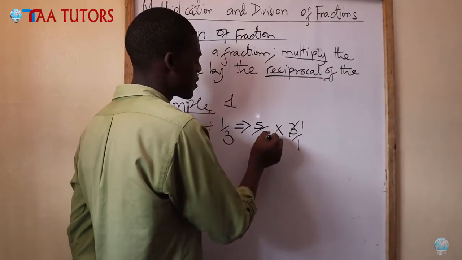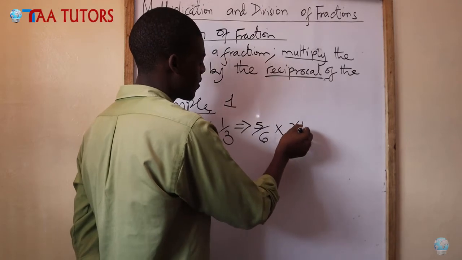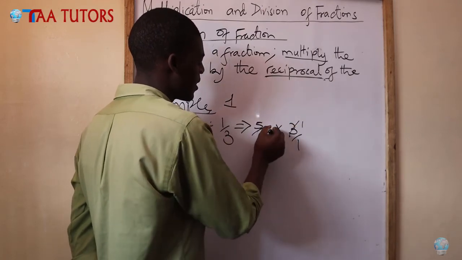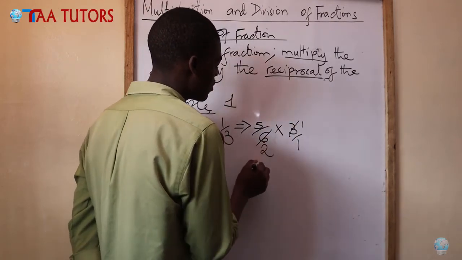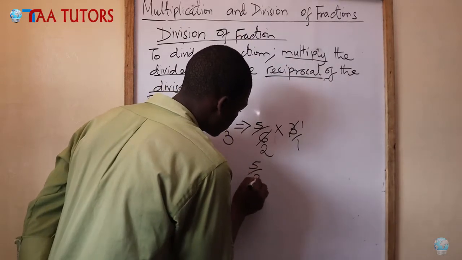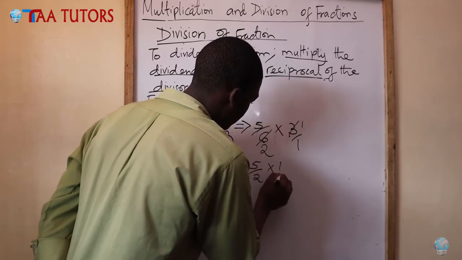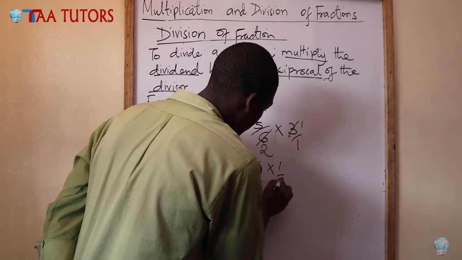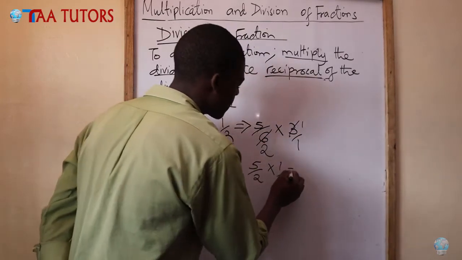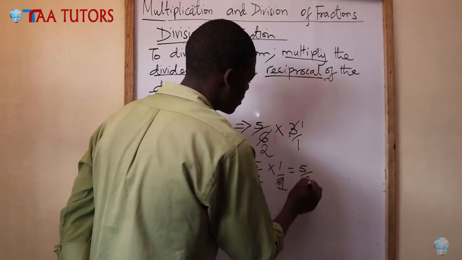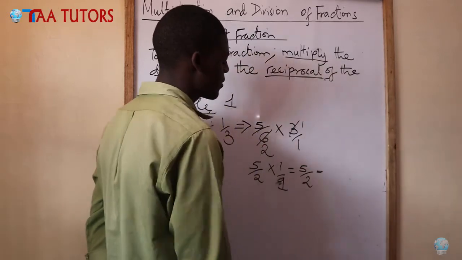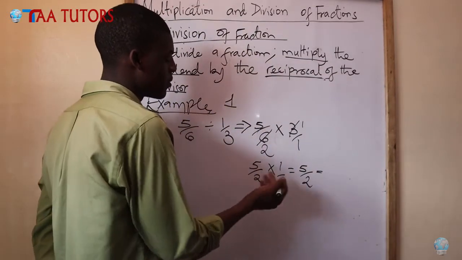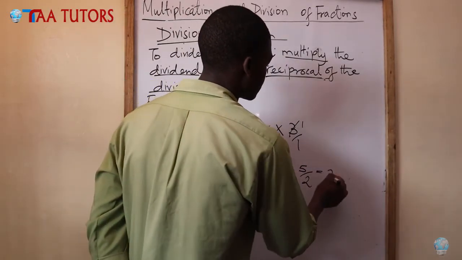So here, 3 can divide both. 3 divided by 3 is 1, and then 6 divided by 3 is 2. So we'll have 5 over 2 times 1 over 1. This one is the same as 5 over 2. So 5 over 2 is an improper fraction. We go ahead and write it as a mixed fraction. That will be 2 and 1 over 2.